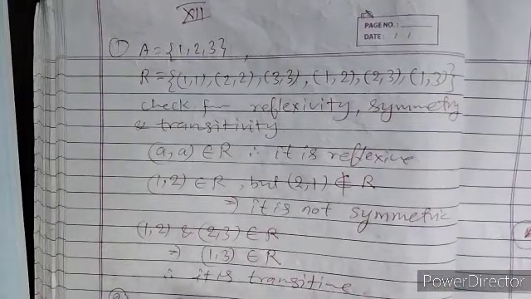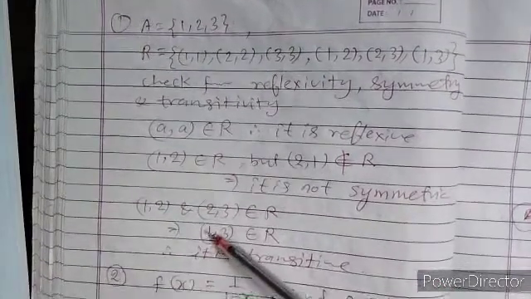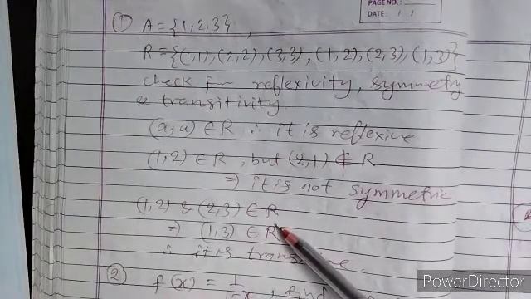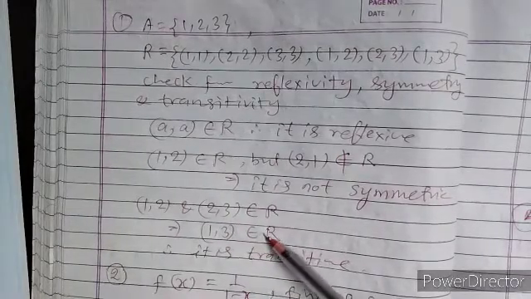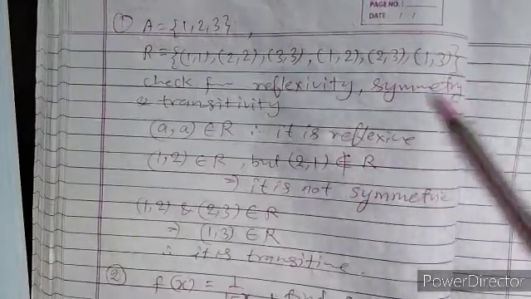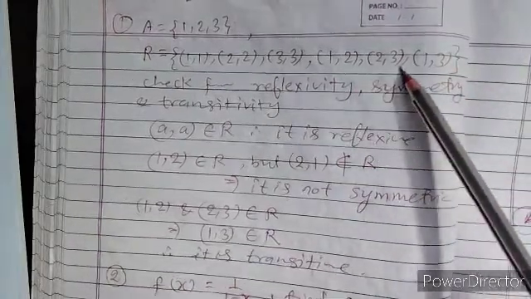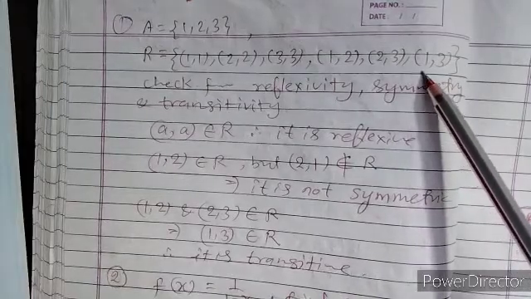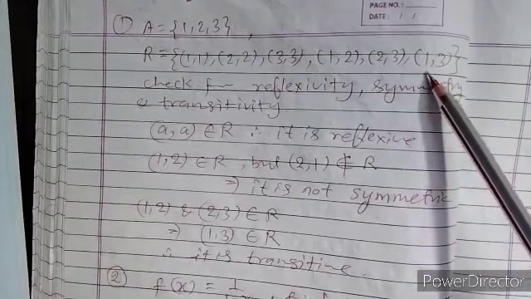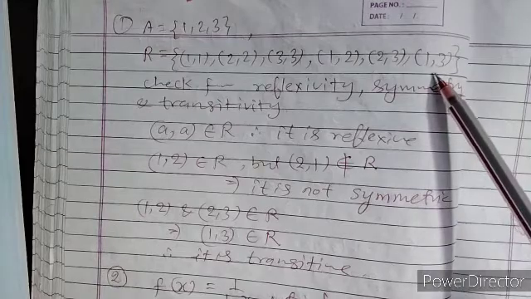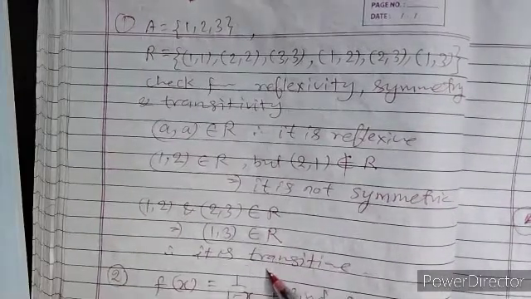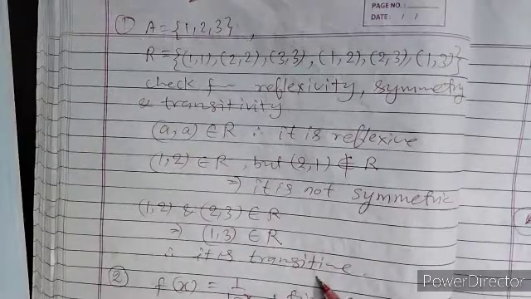Now, (1,2) and (2,3) are two elements of the relation. This implies that (1,3) is also here. (1,2) and (2,3) are two elements, so we are able to find the ordered pair (1,3) in R. Therefore, the relation is transitive.